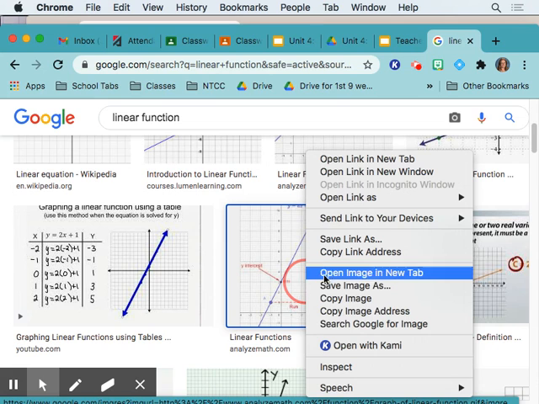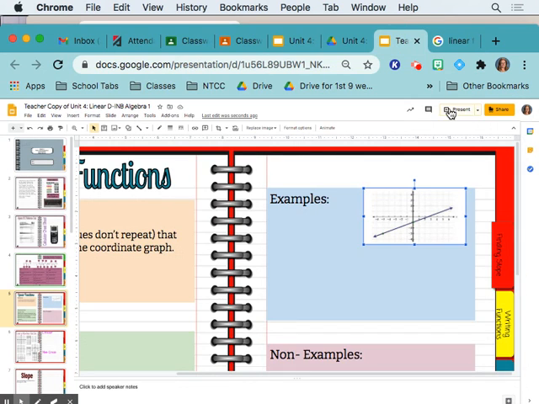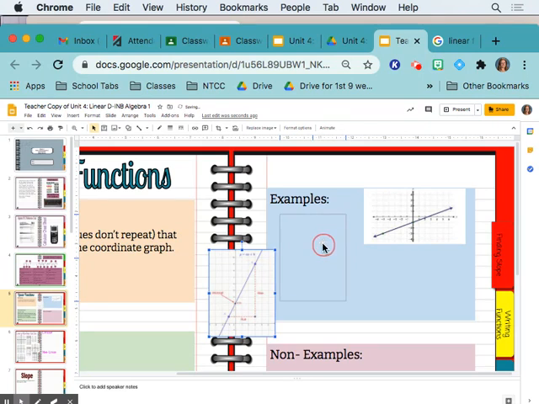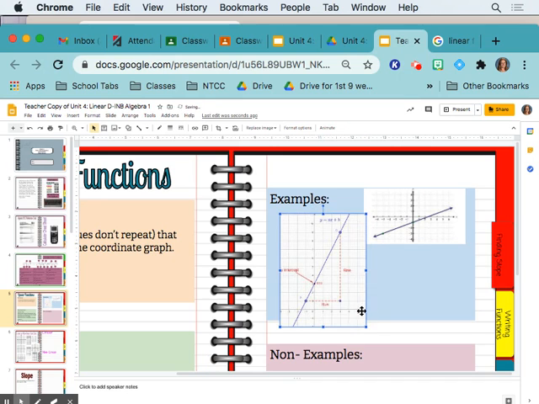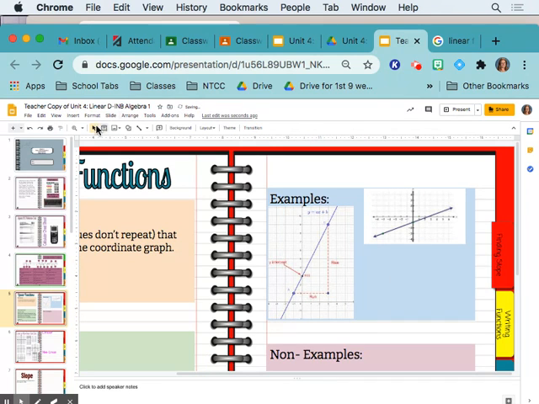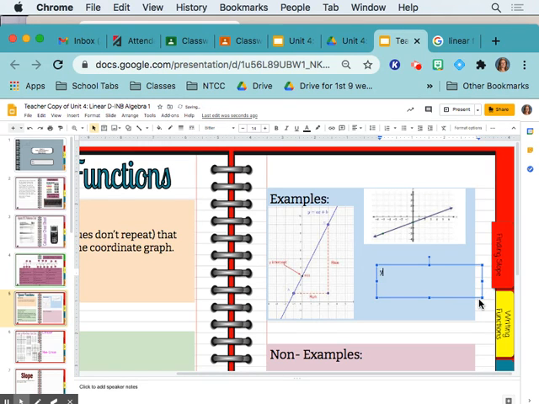This is also an example, so I'm going to copy that. And then I'm going to write an equation just so I have it. y equals 3x plus 5. That is an example of a linear function because it is just the equation. So I have two graphs and I have an equation.